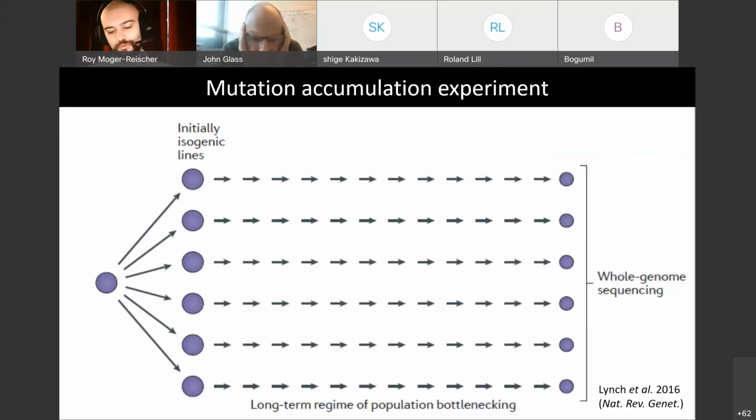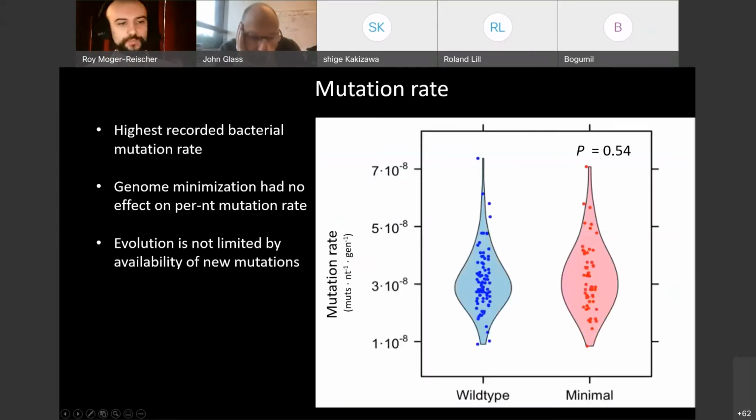Evolution proceeds essentially neutrally, and of course, as Kimura showed, when evolution is neutral, you can measure the mutation rate just by measuring the observed rate of fixed mutations at the end. So that's exactly what we did. We did whole genome sequencing at the end. And there were two main observations about the mutation rate in the minimal cell.